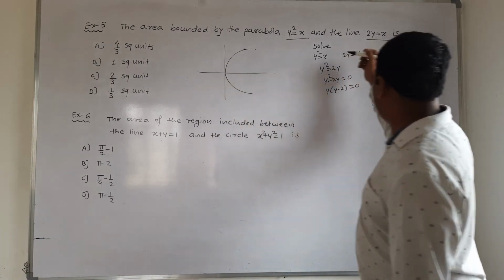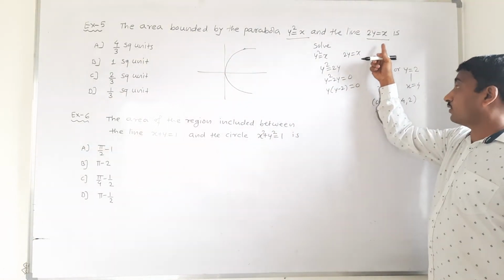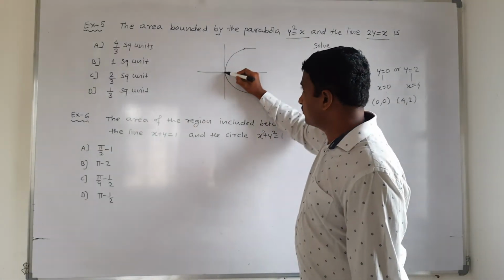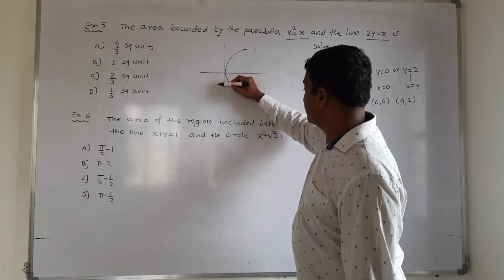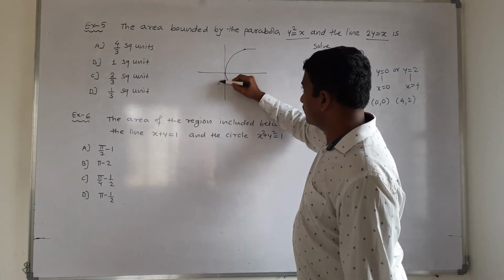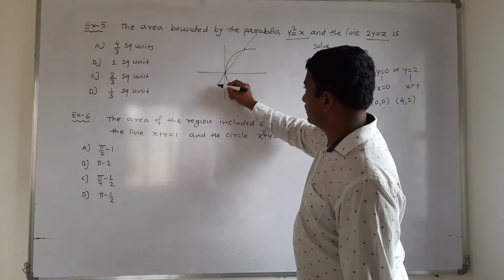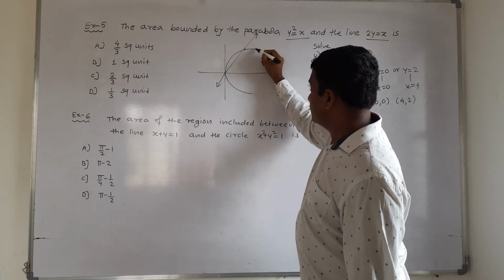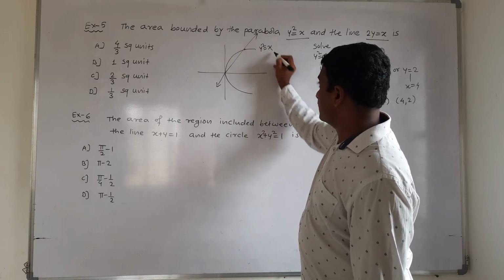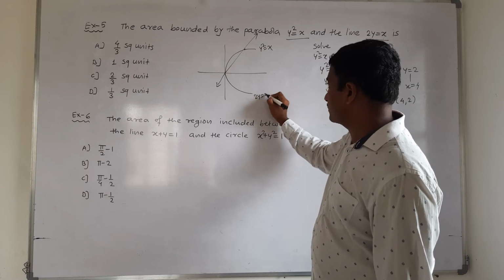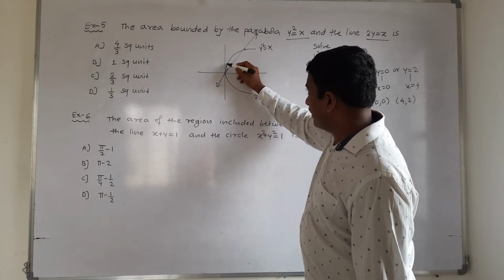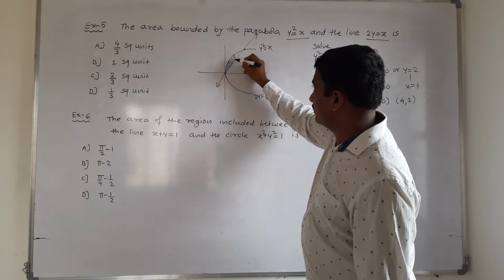And line. Of course, this has no constant term. Therefore, the line passes through the origin, that is 0, 0. This is the line. This is the parabola y square is equal to x, and this is the line 2y is equal to x. The area of the region included between these two.